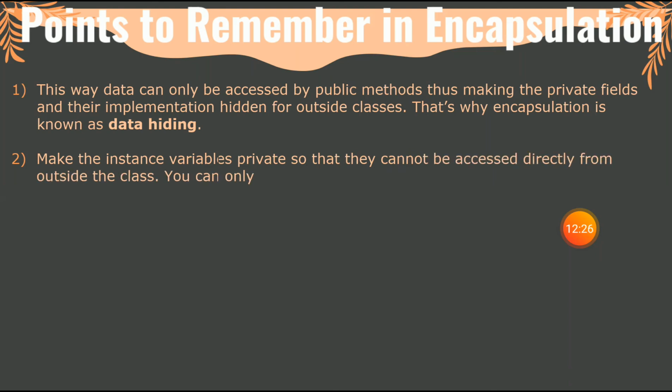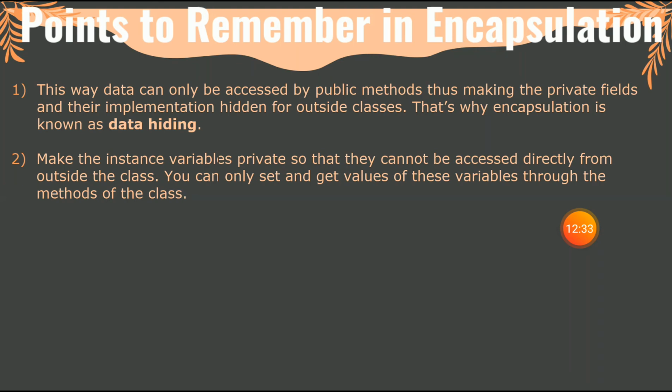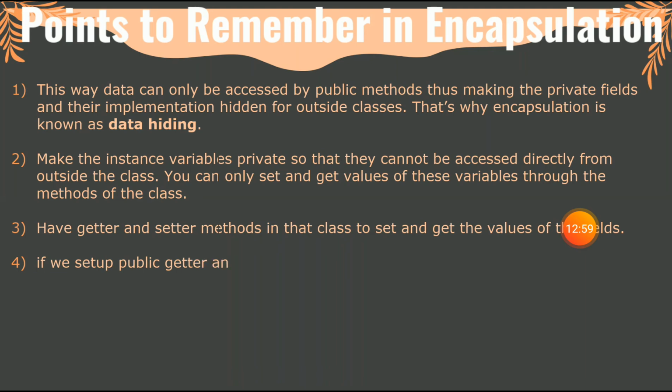Make the instance variable private. Instance variables are those variables which come just after the class declaration. We have to make them private whenever we want to encapsulate or hide, so that they cannot be accessed directly from outside the class. You can only set and get values of these variables through the methods of a class, that is, the get method or set method. Have getter and setter methods in that class to set and get the values of the fields.